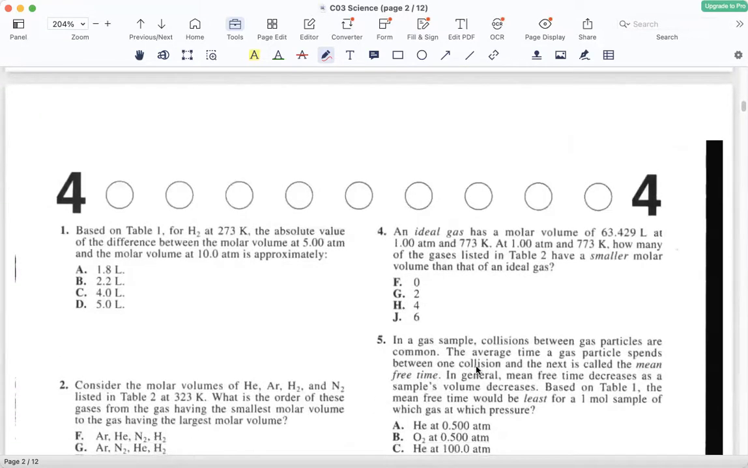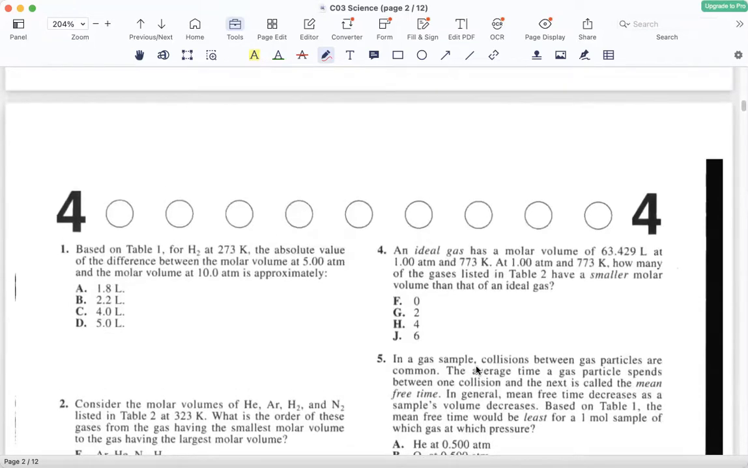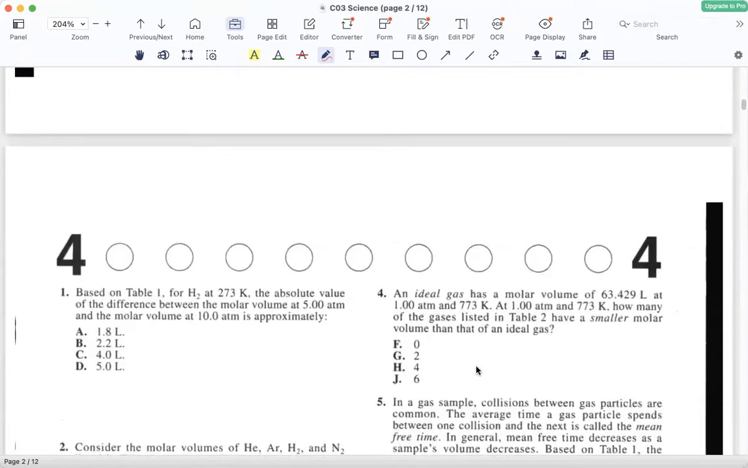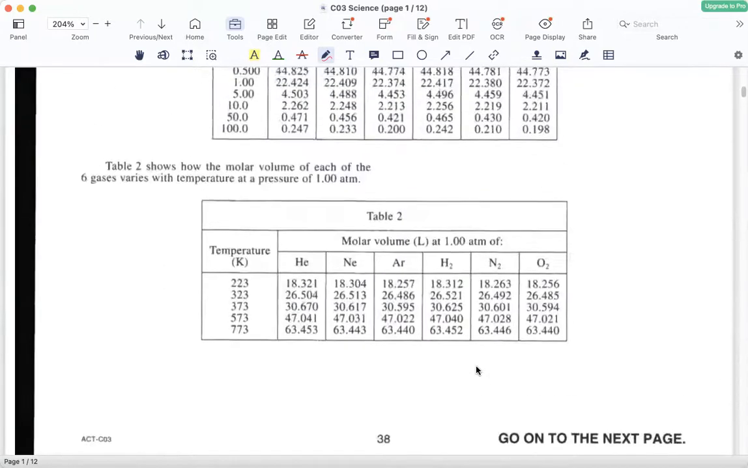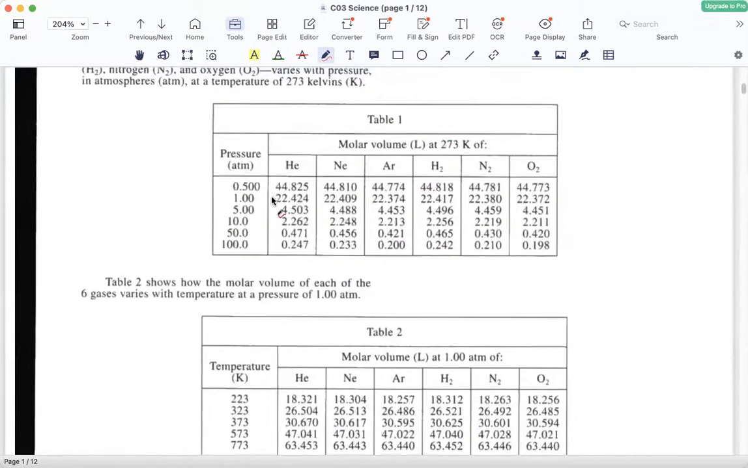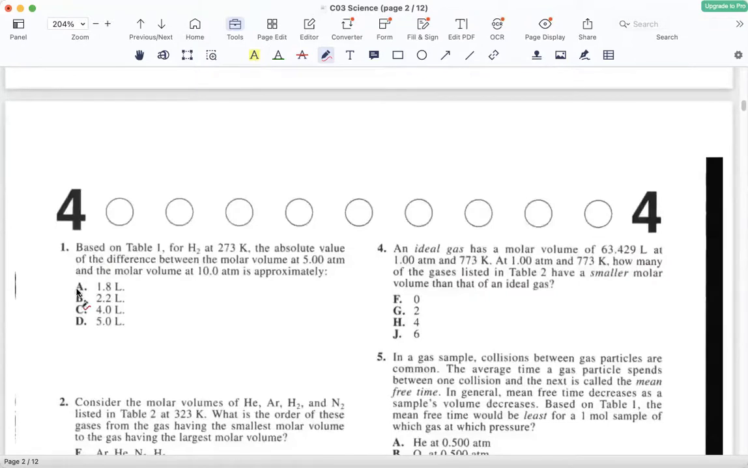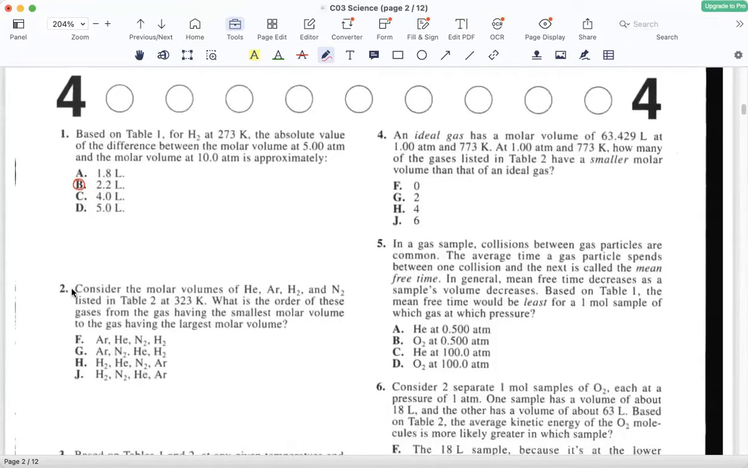Based on table 1, for hydrogen at 273 Kelvin, the absolute value of the difference between the molar volume at 5 atmospheres and the molar volume at 10 atmospheres is approximately. So we have hydrogen at 5 and at 10, right? So that's about 4.496 and 2.256. So that's about 2.24. So that's P.